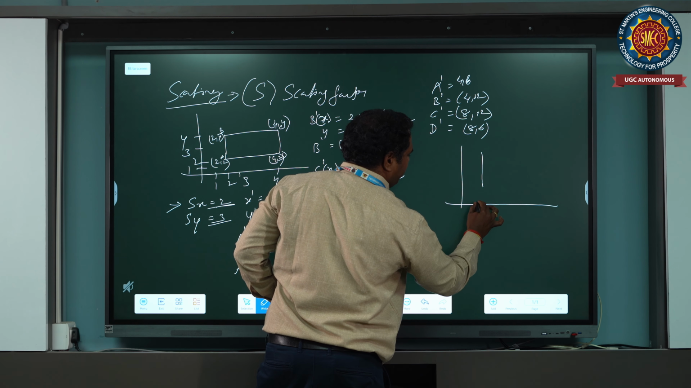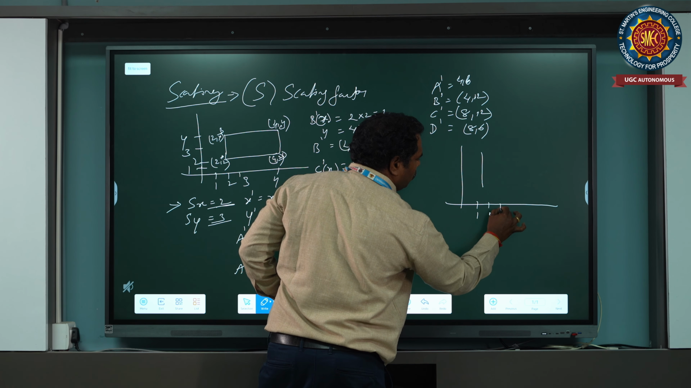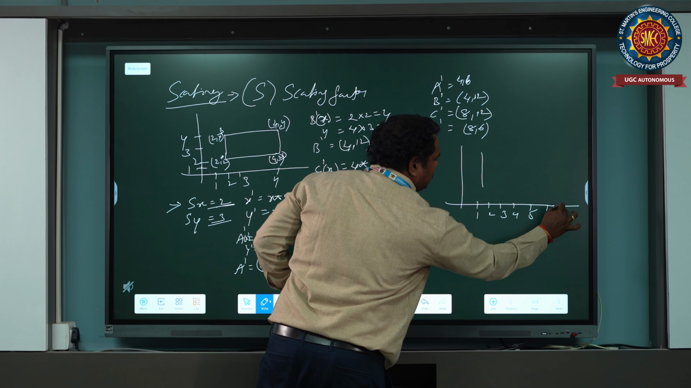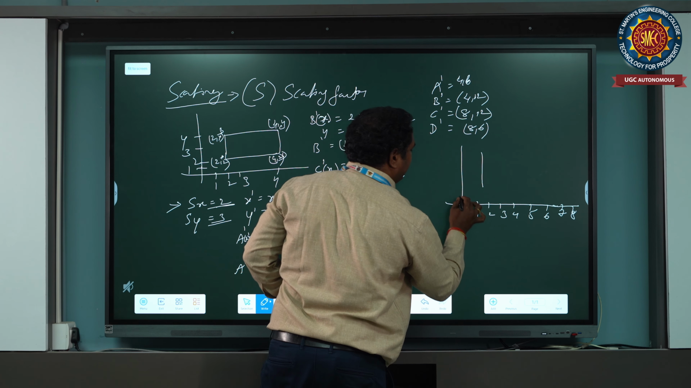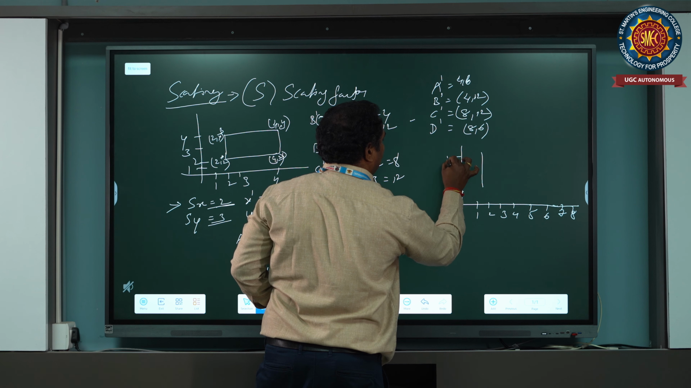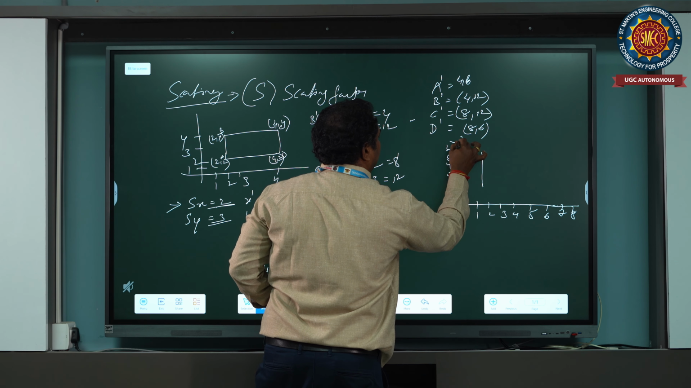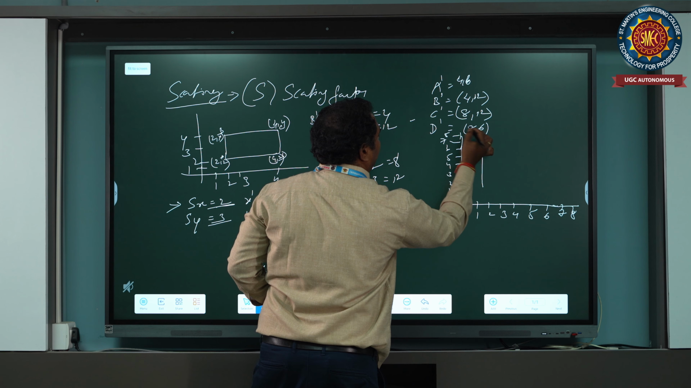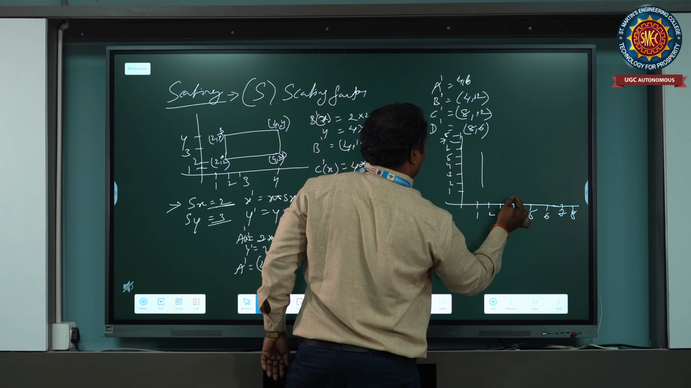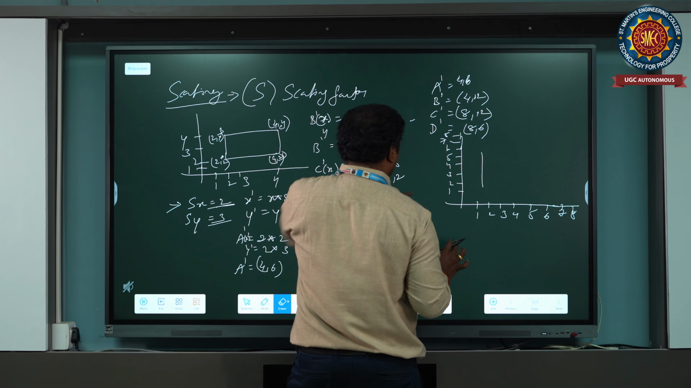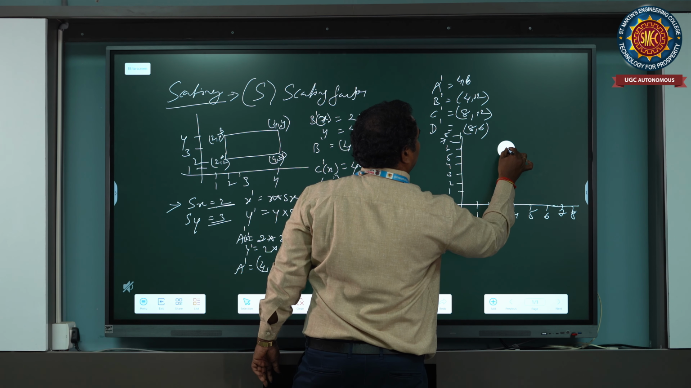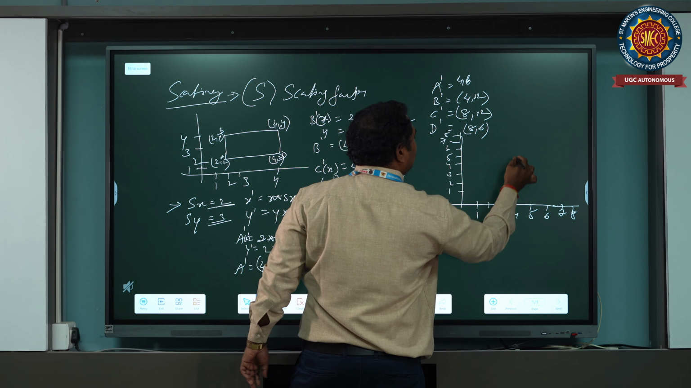Then here you need to take the graph values 1, 2, 3, 4, 5, 6, 7, 8, and 1, 2, 3, 4, 6, 7 and 8. Here the new point is 4 comma 6. In the x direction it is 4 comma 6. It is a new point value.